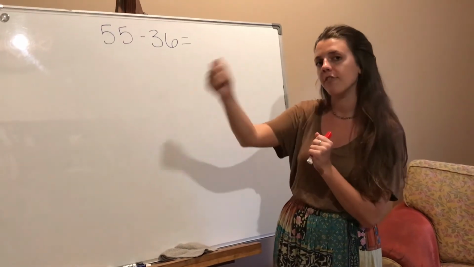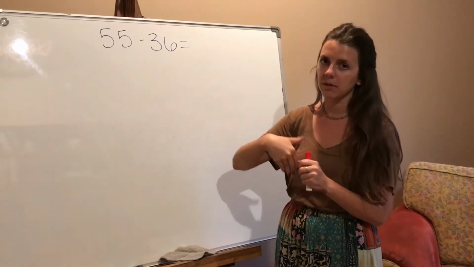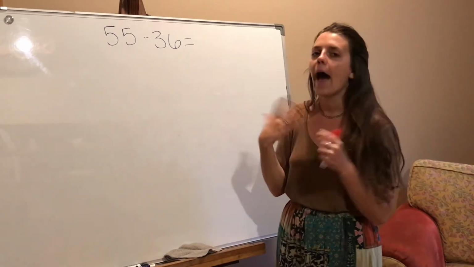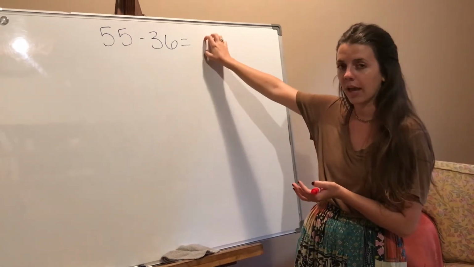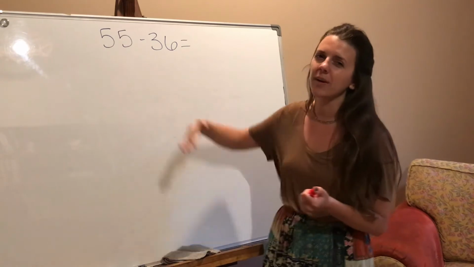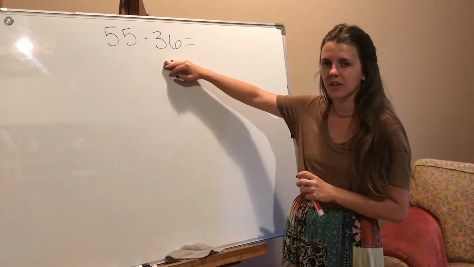I'm going to give my 55 lempiras to the person who is selling me the things, and I want to know how many lempiras I'm going to get in my change, okay? So this problem is written horizontally, and we don't like that very much for subtraction.